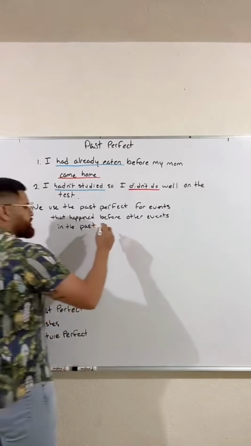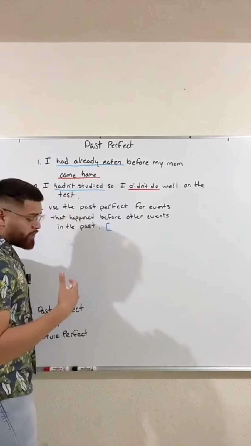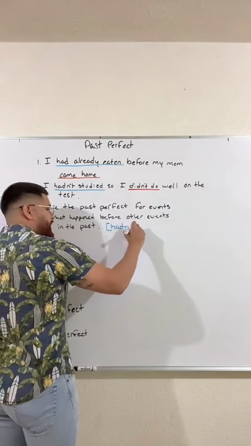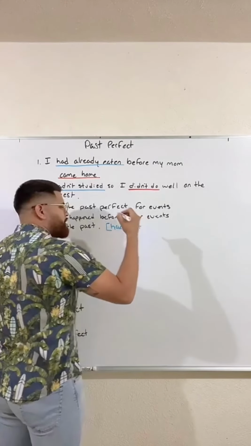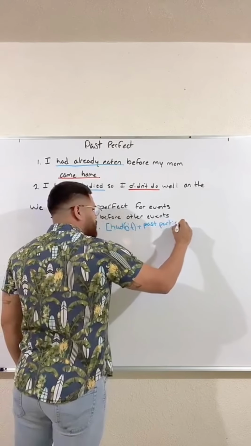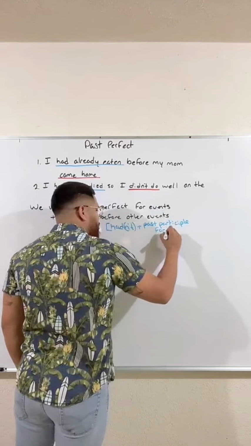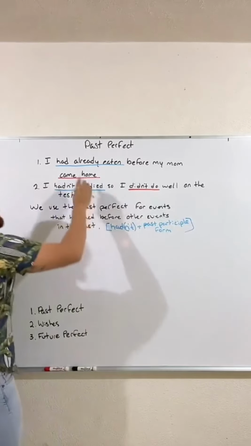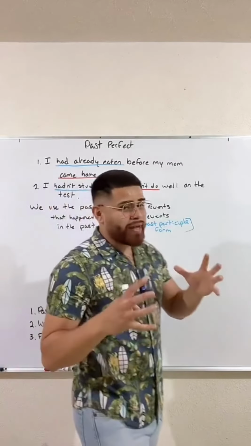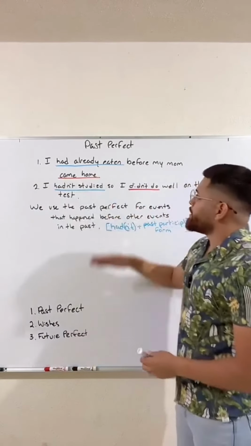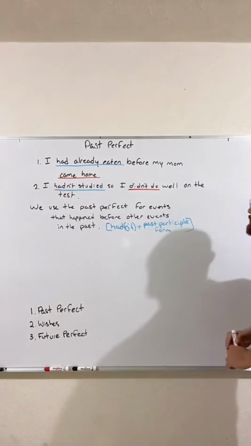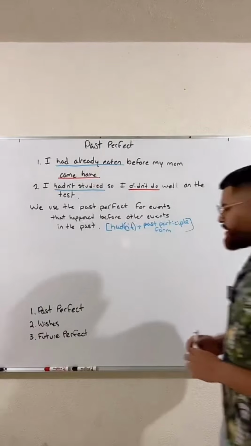For sentences in the past perfect, you're going to use had, and if it's negative, hadn't, and then a verb in its past participle form. As you see, up here in the first sentence, I wrote I had already eaten, not I had already ate. I had already eaten, because eaten is the past participle of ate. All right, so let's go on here.